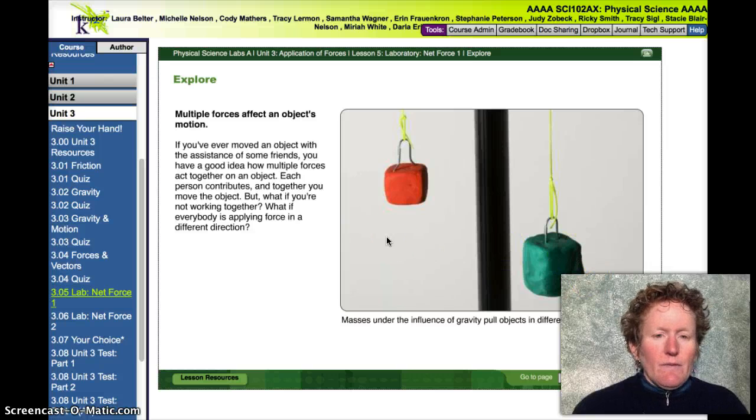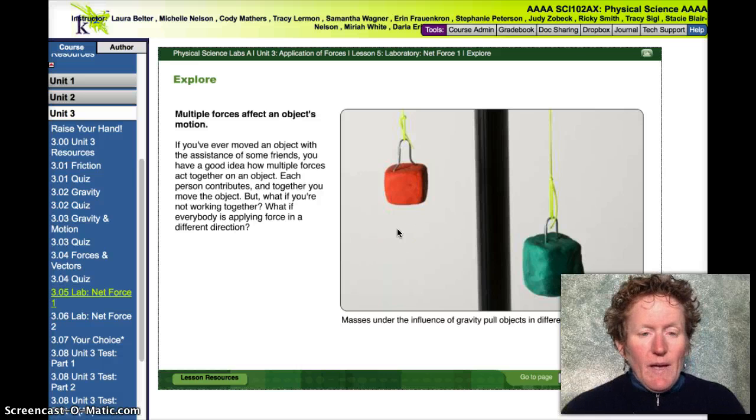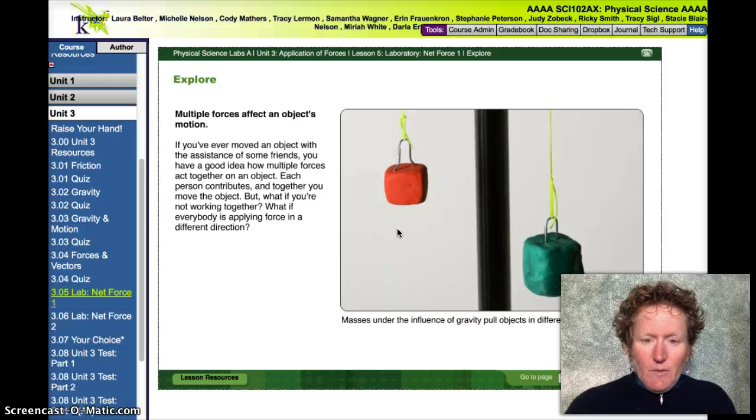If you've ever moved an object with someone, you know that if two people act on an object in the same direction, that helps. But if you're pulling against each other, that makes the move more difficult.